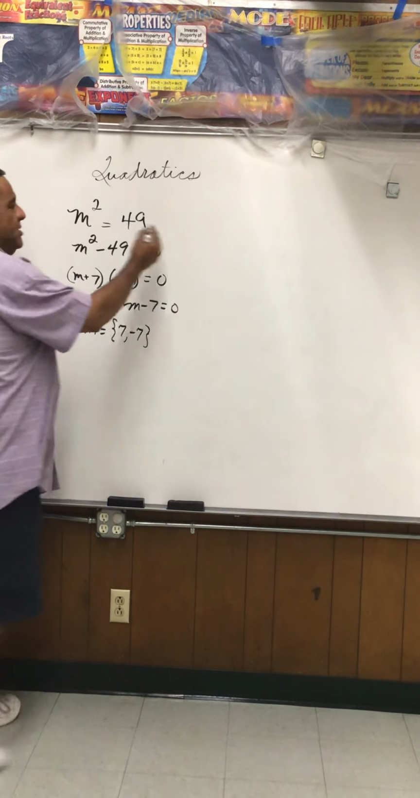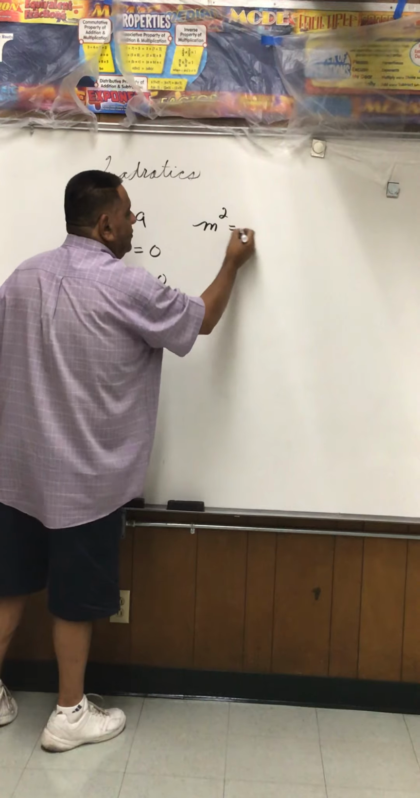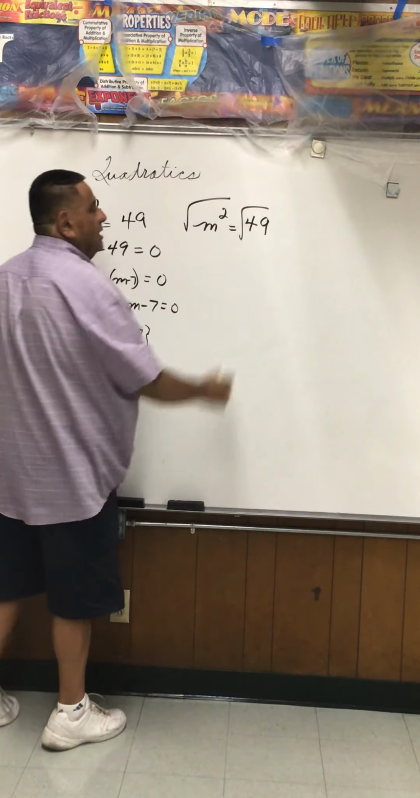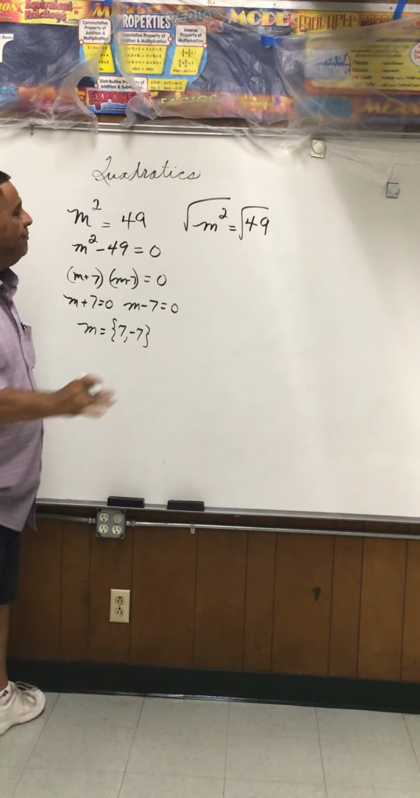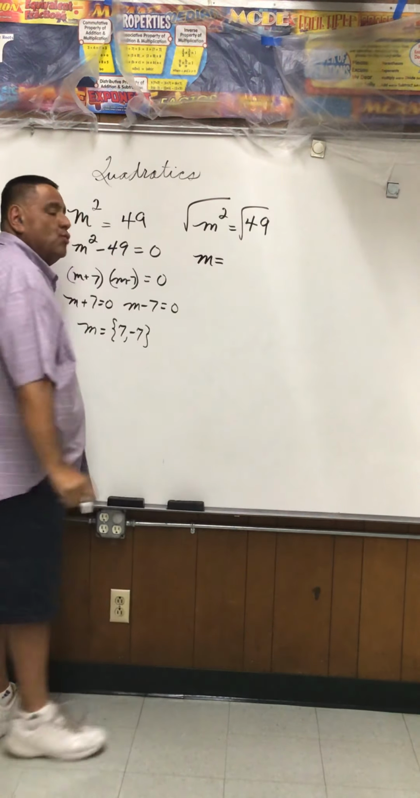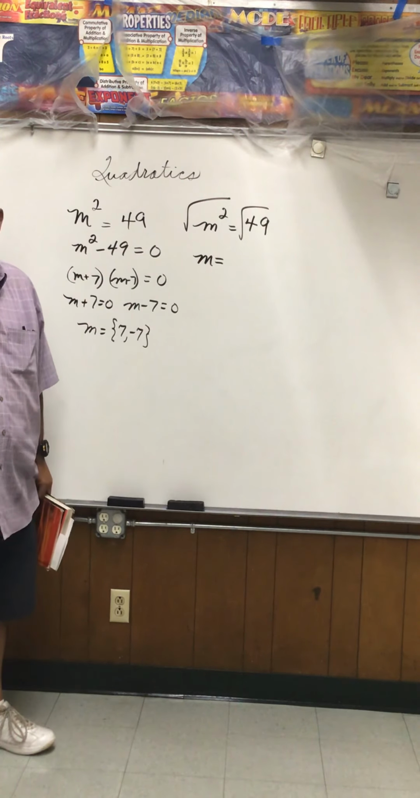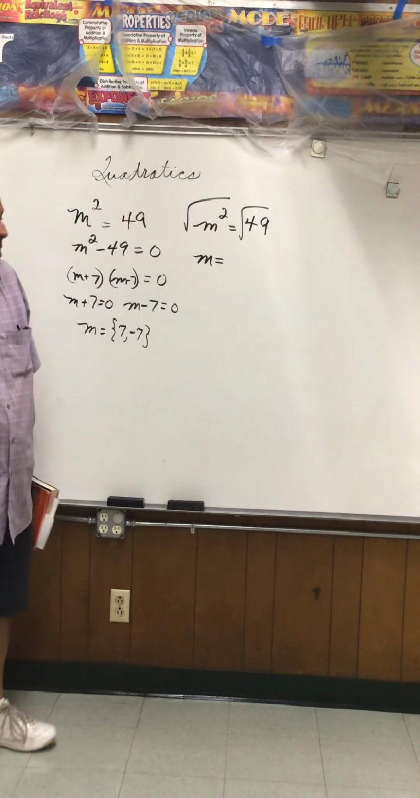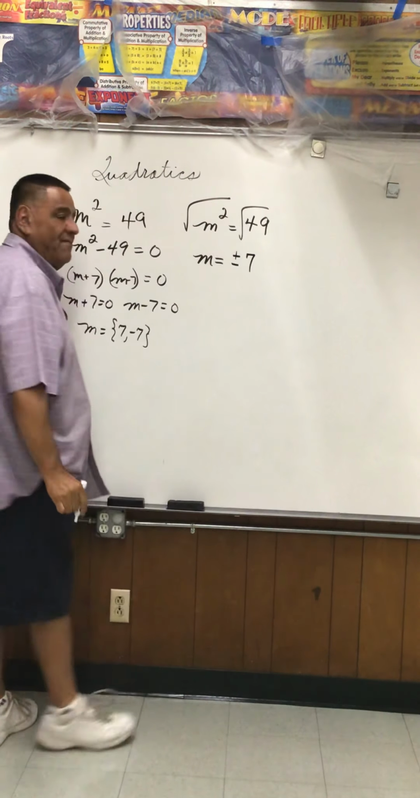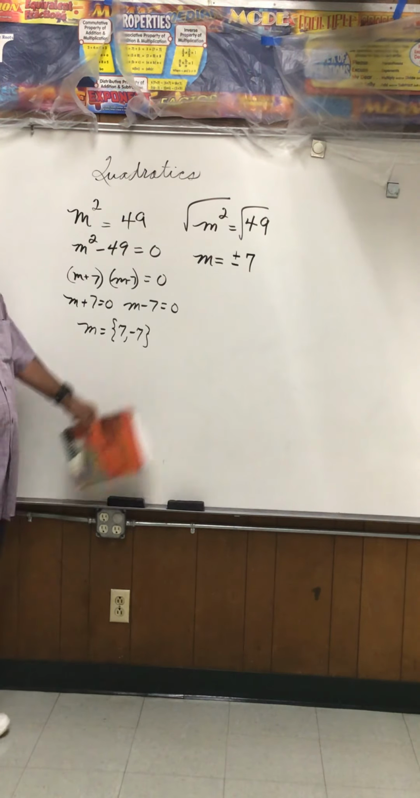Another way is the square root property on this, which makes it a little bit easier. So we'll take the square root of each side. Now you got to be very careful. This side, the square root of m squared, you already know, is m. But when we take the square root of a number, in this case, because it's associated with an equation, you know that you're going to get a plus or minus 7 on that. That's the one you have to remember.